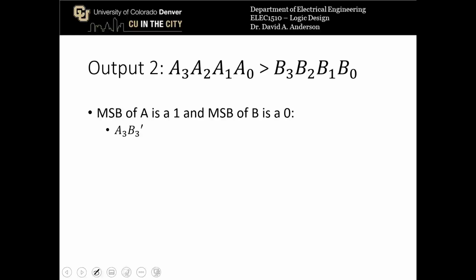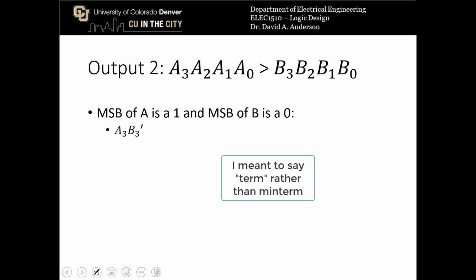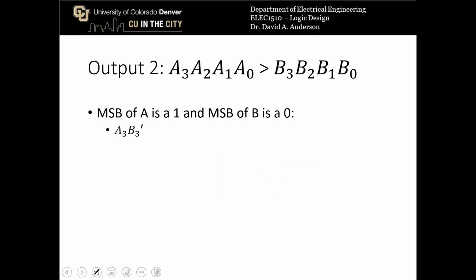What would make that true is the minterm A sub 3, B sub 3 prime. That means A sub 3, the most significant bit of A, is a 1, and B sub 3, the most significant bit of B, is a 0. So that's one possibility for saying that the number A is greater than the number B.